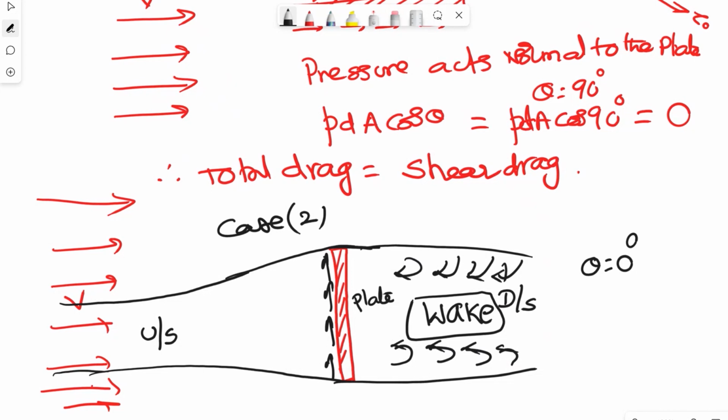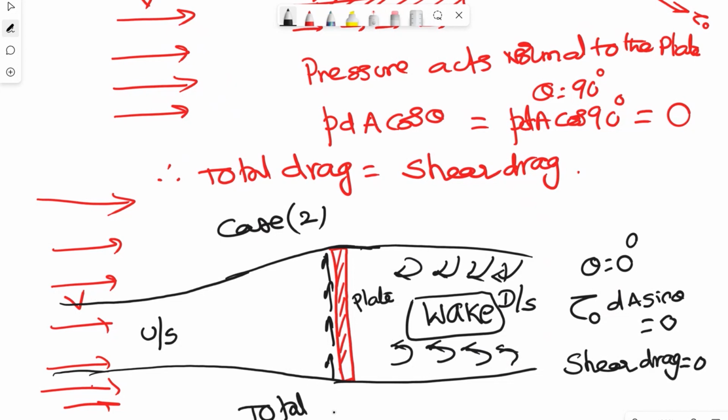I took case theta is 90, first case. Theta is equal to 0. In such a case, actually, tau naught dA sine theta is equal to 0. That is, shear drag is 0. Therefore, total drag is what? Only pressure drag.